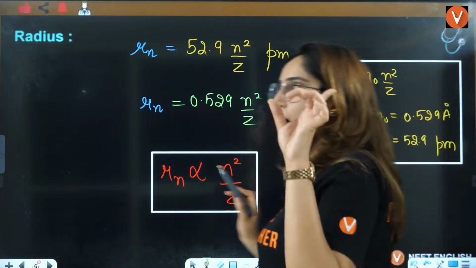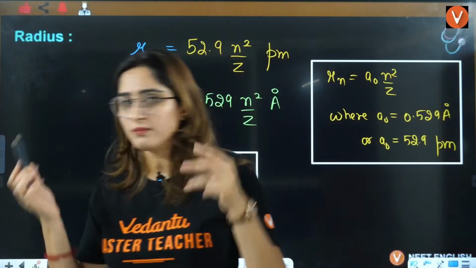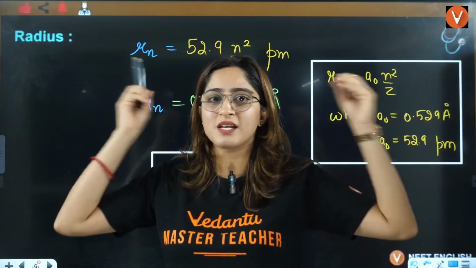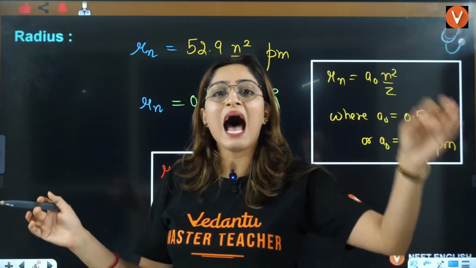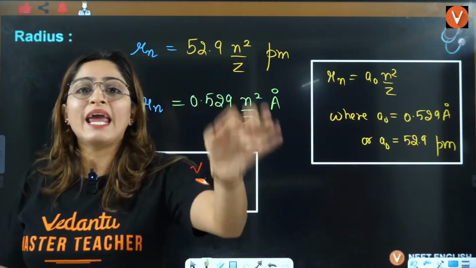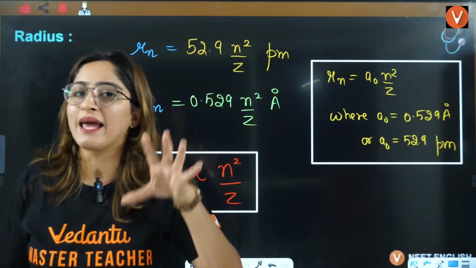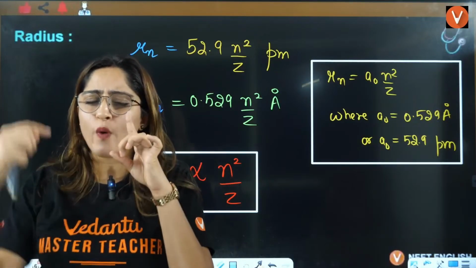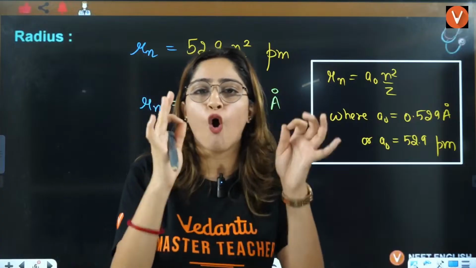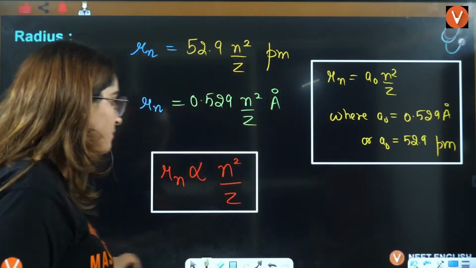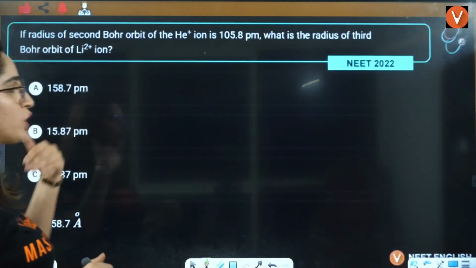So everybody repeat after me. If you're alone in your room, just speak it loud. Rn equals a0 n square by Z. a0 n square by Z. That should be in your head, right? Okay. Now let's talk about the questions.